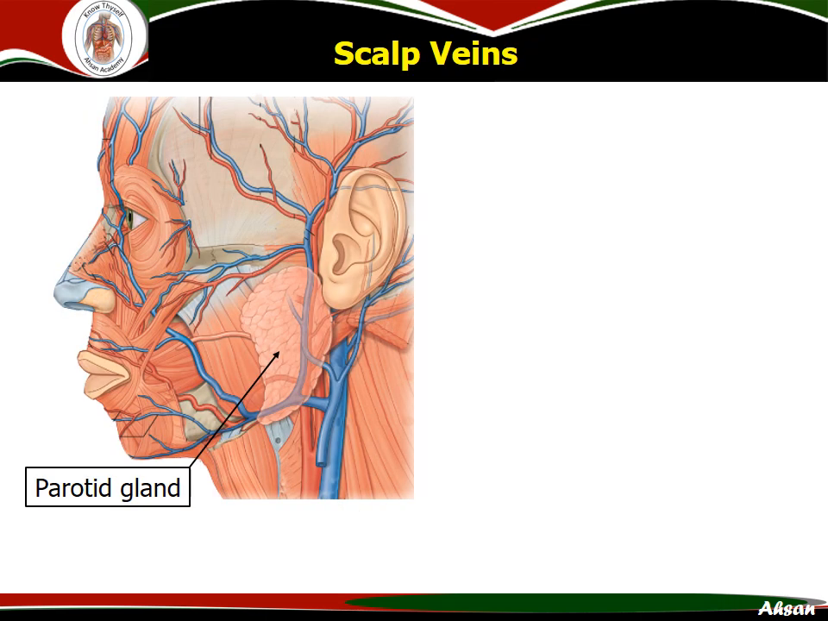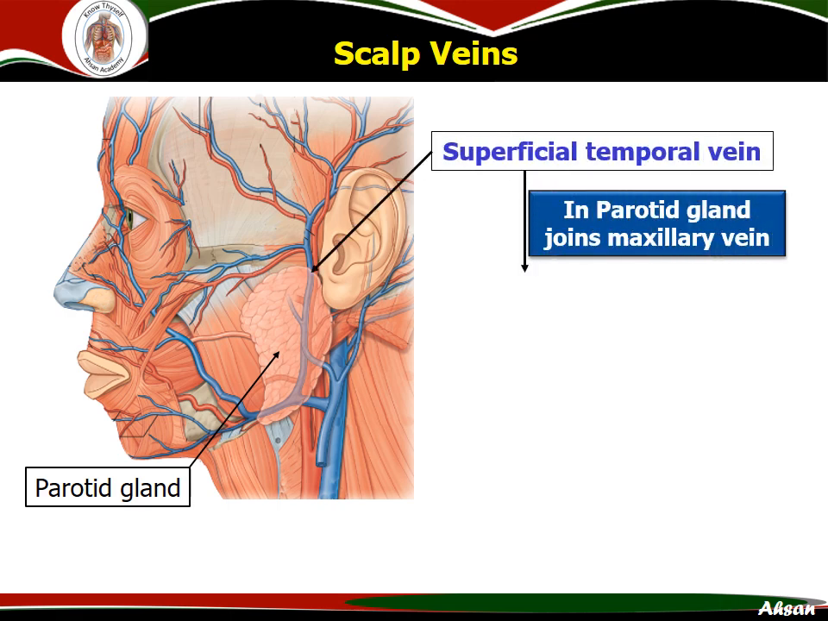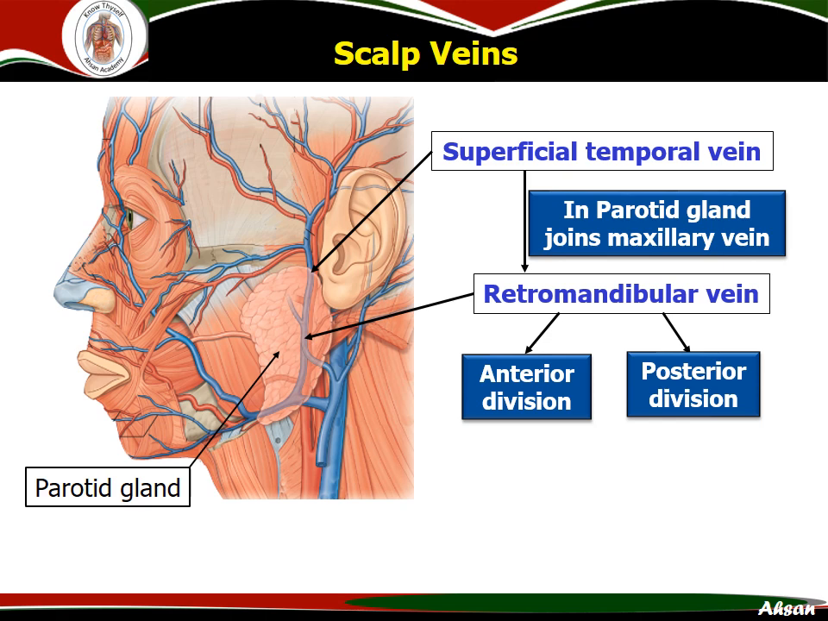This is the parotid gland. You can see this is the superficial temporal vein, and it enters the parotid gland and joins the maxillary vein to form the retromandibular vein. This retromandibular vein, remaining within the parotid gland, divides into an anterior division and a posterior division. You can see it in the diagram.